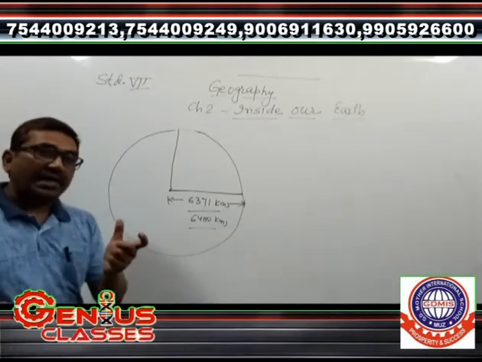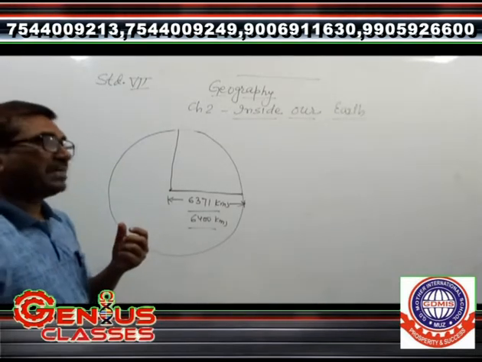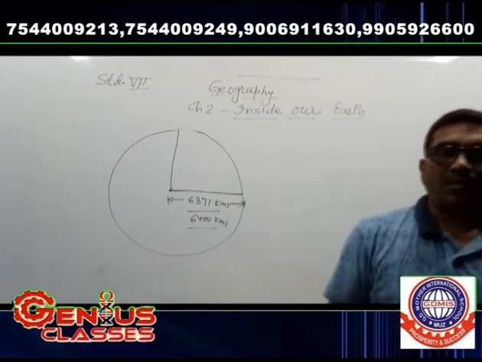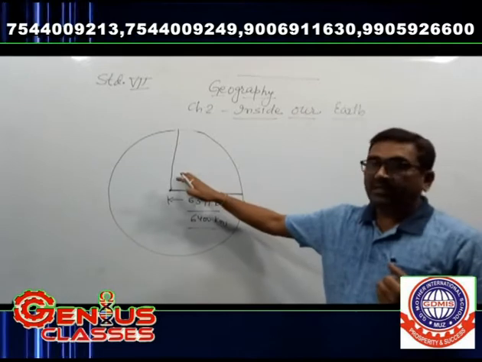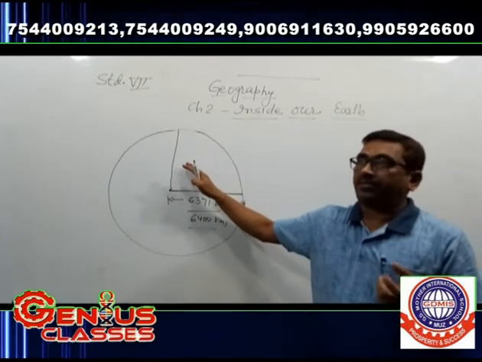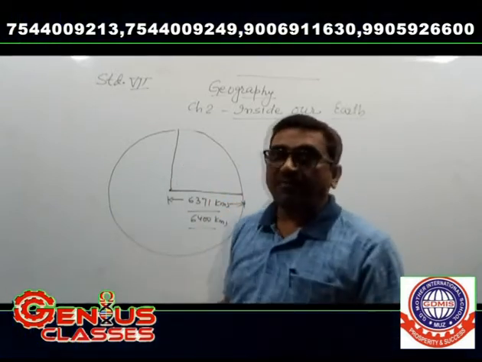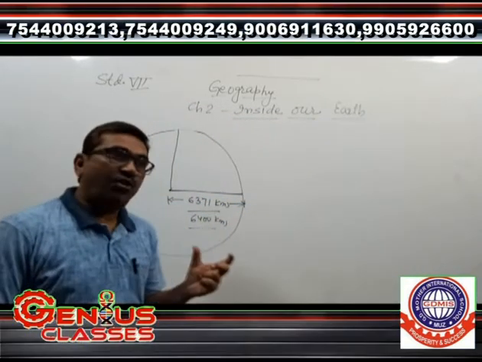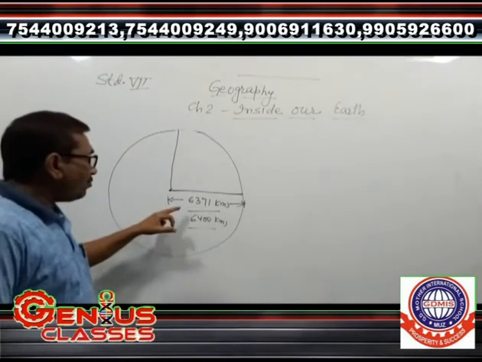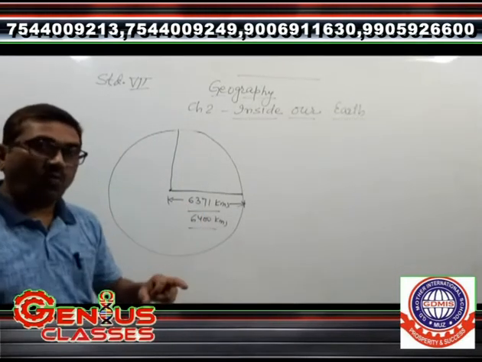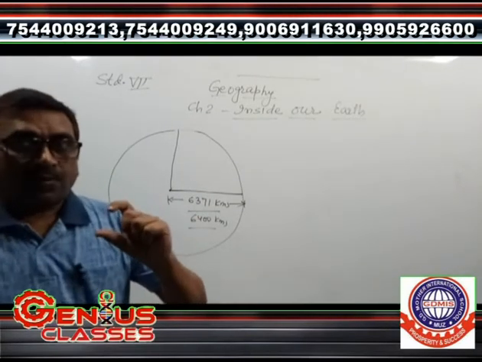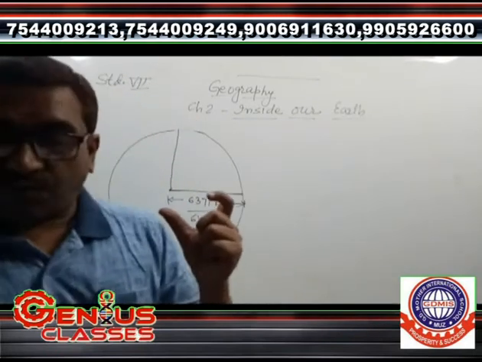What are the different layers? It is basically divided into 3 layers. Earth is not a single part. We can divide it into basically 3 parts. These parts can be further divided, but basically 3 parts. For your constructions also it becomes easy. Out of 6,371, or we can say 6,400 kilometers, what is the first part from the interior?